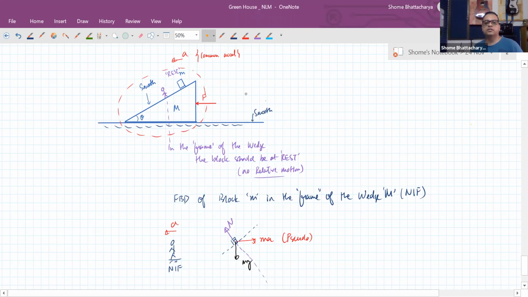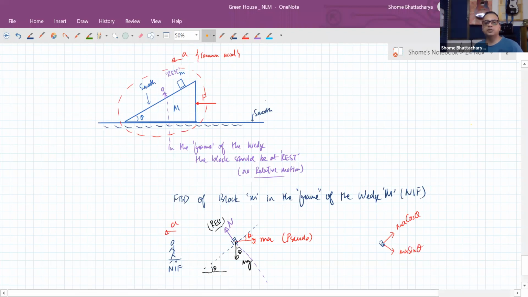So you can also see that this angle here is theta, and this angle here is theta, because the inclined plane is at theta to the horizontal. Okay. So the condition for this to be at rest in this frame is that when you break down the forces into components, what are the components of the pseudo force? Up the inclined plane there is ma cos theta, and into the inclined plane there is ma sin theta.